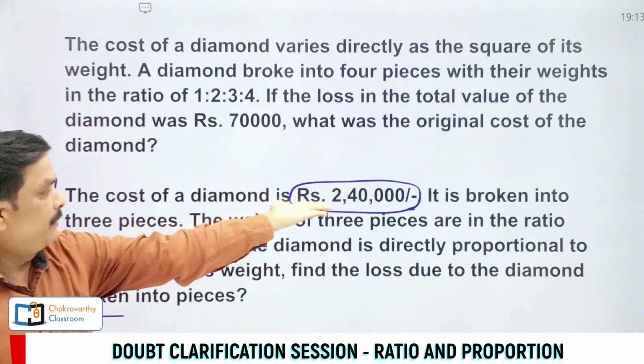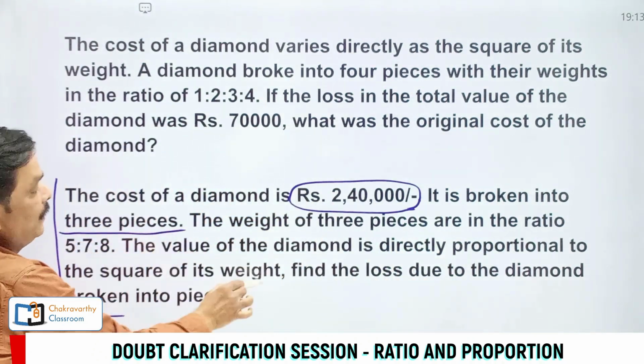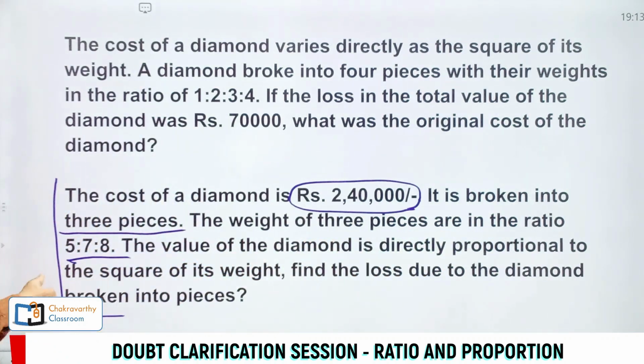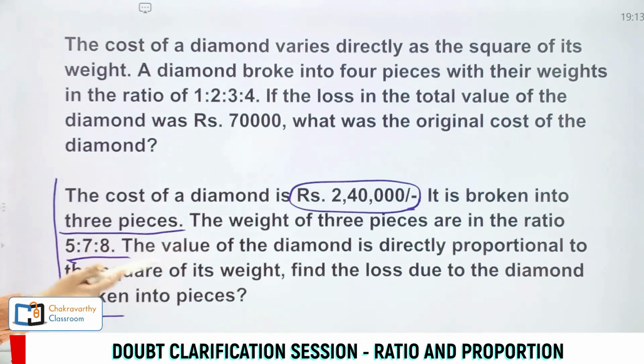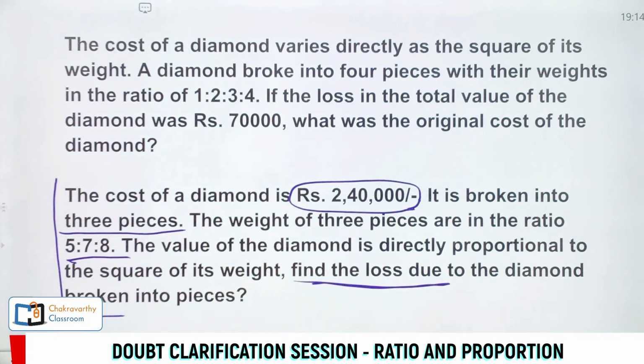Now, the cost of a diamond is 2,40,000. It is broken into 3 pieces. Then the weights of the 3 pieces are in the ratio 5:7:8. Then the value of the diamond is directly proportional to the square of its weight. Simple. Then find the loss due to the diamond broken into pieces. Now you see, they are asking to find out the loss.